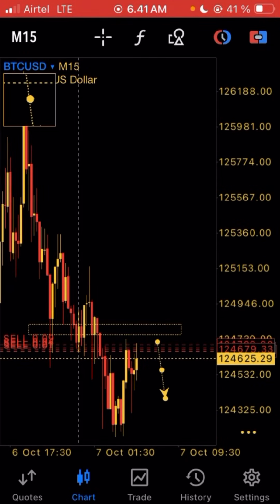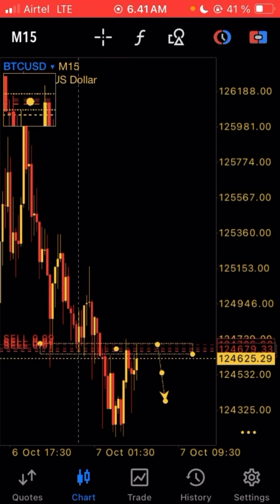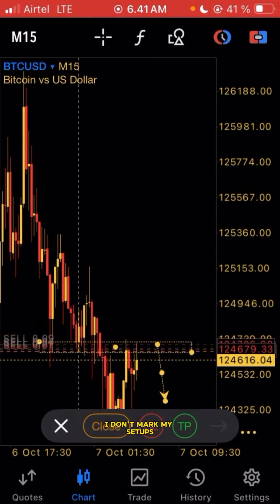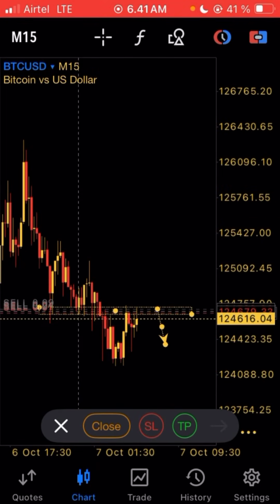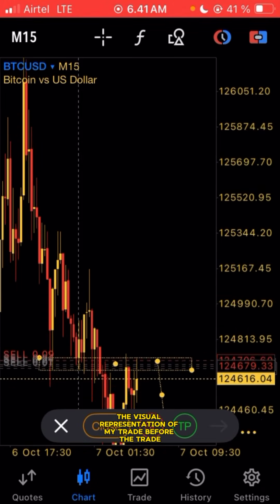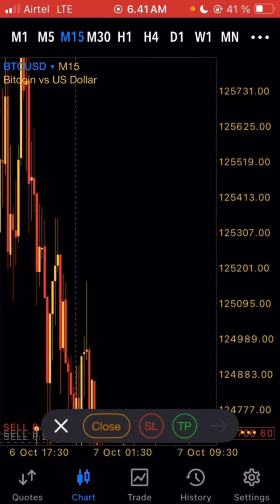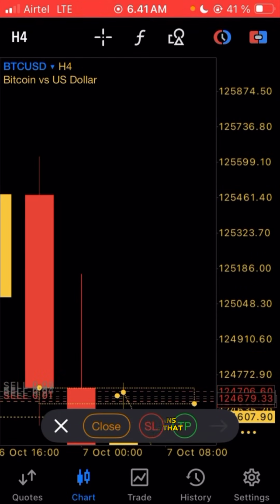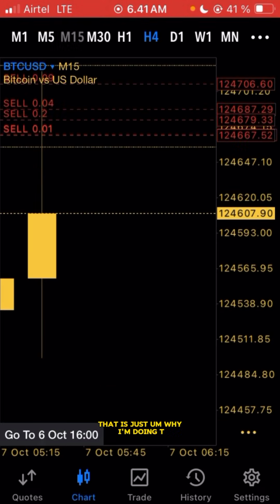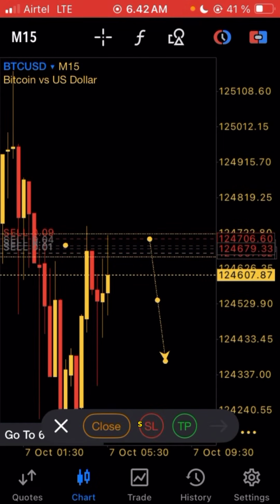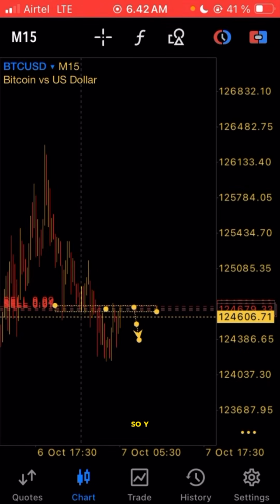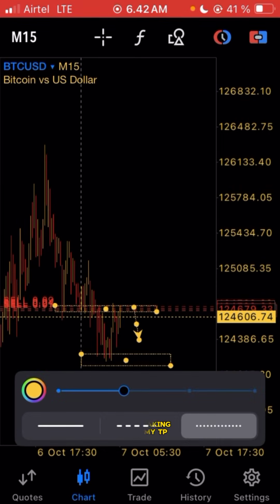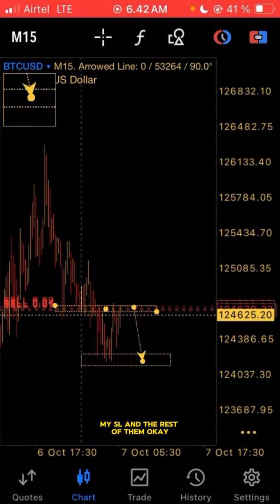So this is just a setup, guys. I just show you guys the setup, and I want to mark it out for you. Remember, I do mark my setups. I want to show you the visual representation of my trade before the trade, what I'm seeing or what it means for me to take that trade. That is why I'm doing this, so you can also see the reason why I'm taking trades, my TP, my SL, and the rest of them.